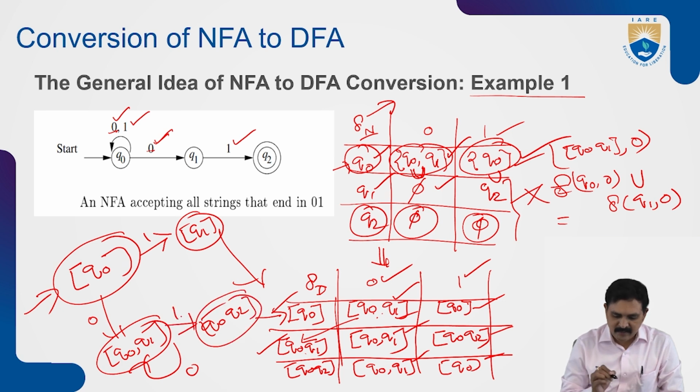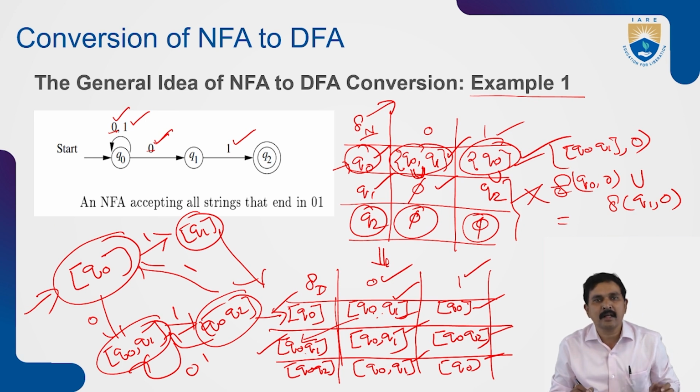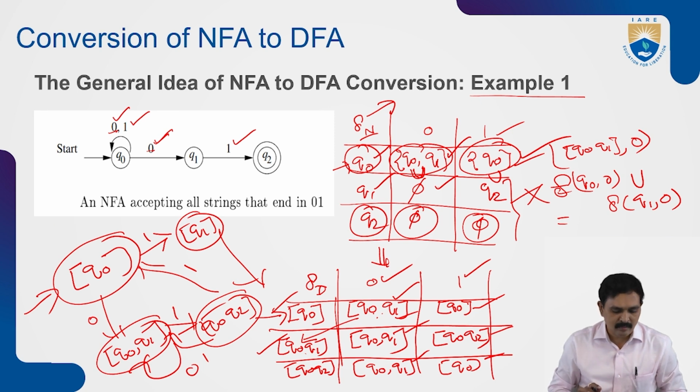Q naught Q2 is a 1. And Q naught Q2 using 0 again goes to Q naught Q1. Q naught Q2 using 1 goes to Q naught. So like that we have to construct the DFA diagram also. You check the sequence: NFA diagram to NFA transition table, NFA transition table to DFA transition table, DFA transition table to DFA diagram. After that, finding the final states of DFA is very important.